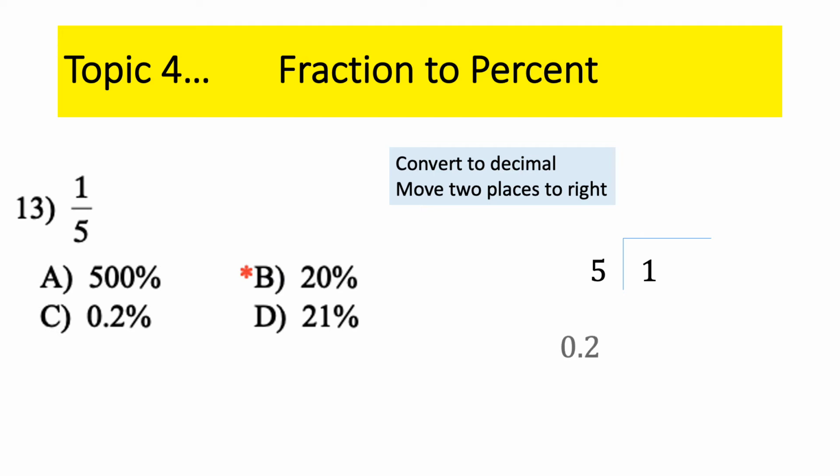5 goes into 11.2. 5 goes into 11 2 times. Now it's a decimal. Now you're going to convert that decimal to a percent. That was 2 places to the right, so we need to move it 2 places to the right. Once, no more digits, so add a 0. Twice, so 20%.